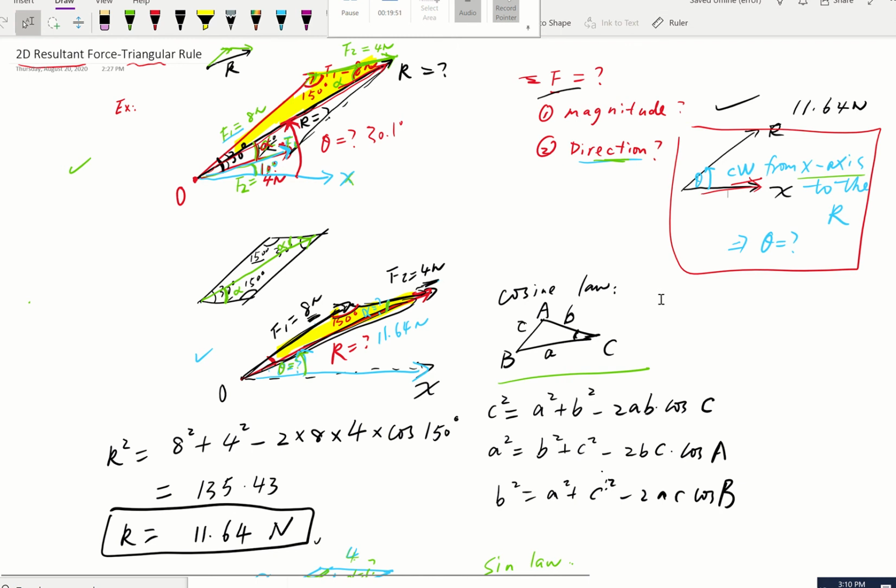And this is the first example for 2D resultant, and we found both the magnitude and the direction.